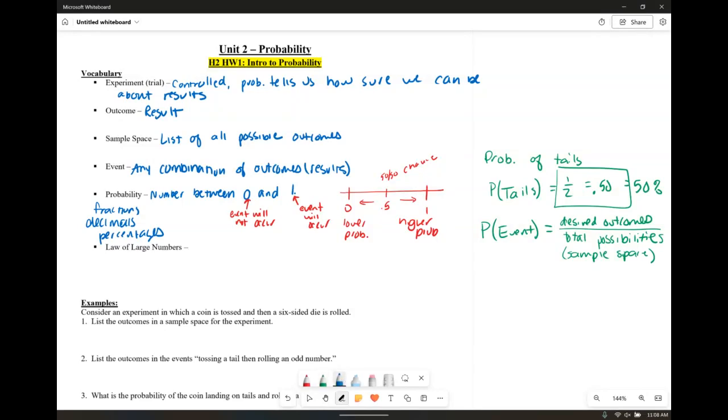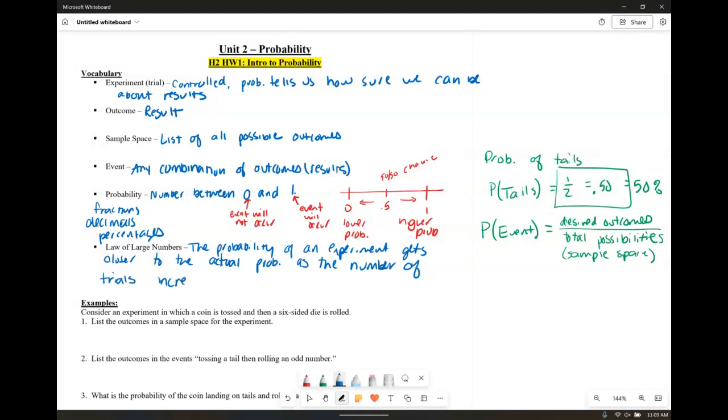All right, law of large numbers. This basically states that the probability of an experiment gets closer to the actual probability as the number of trials increases.